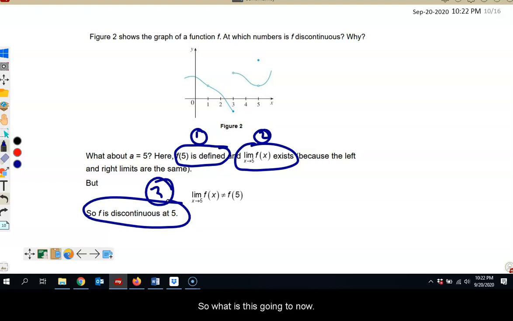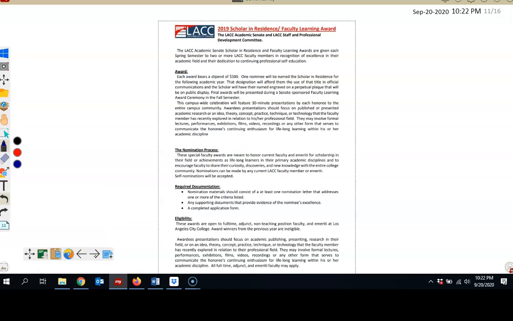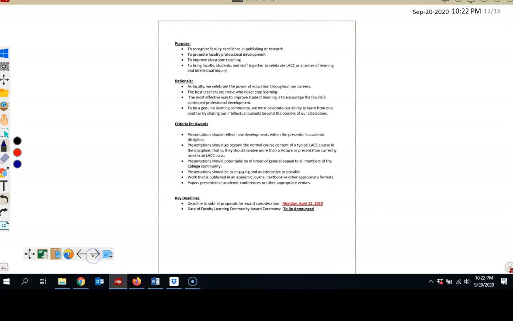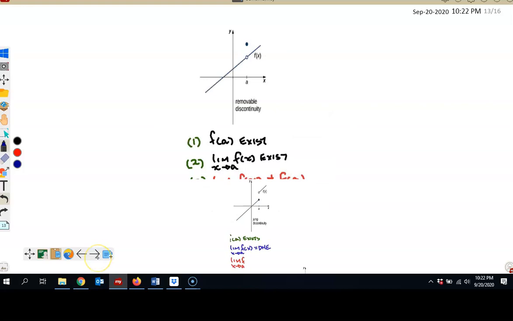So what is this going to now state here is that when you're taking, oh, that got in there by accident. Actually, it's a friendly reminder for me to get on that task that I have to do.